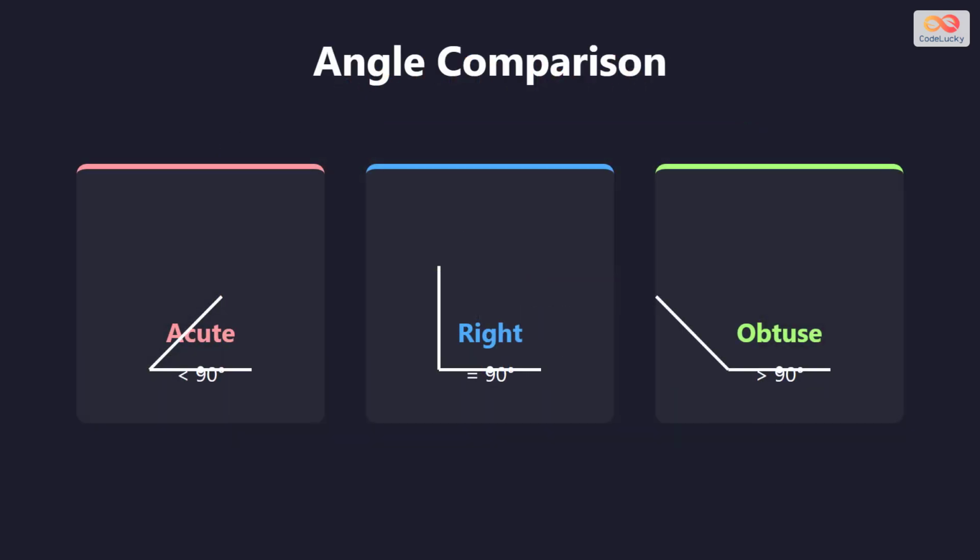Here is a side-by-side comparison to help you visualize the differences. On the left, the acute angle is closed and sharp. In the middle, the right angle stands straight up. On the right, the obtuse angle leans back and opens wide.